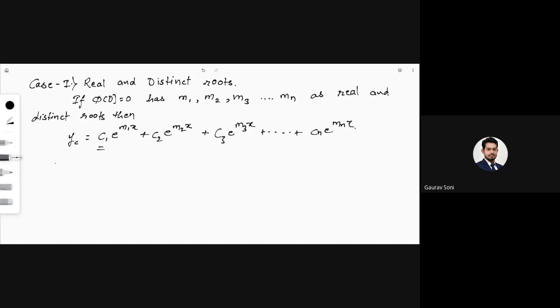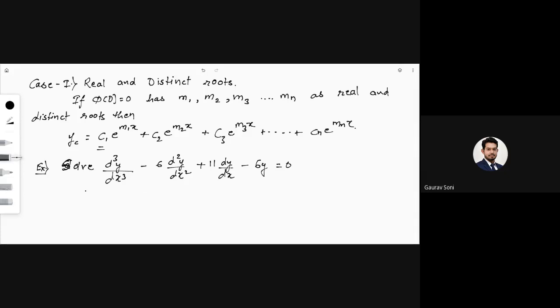So for an example, say I have, simply solve d cube y by dx cube minus 6 d2y by dx square plus 11 dy by dx minus 6y is equal to 0. Okay, so this is my linear differential equation.